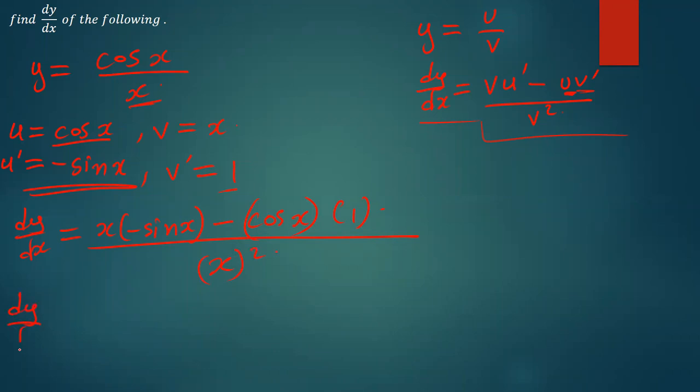So this is now just simplifying. I'm just remaining with simplifying the expression. Simplifying this, we're going to get negative x sine x minus cos x, then everything divided by x squared. So this is the solution to this question.